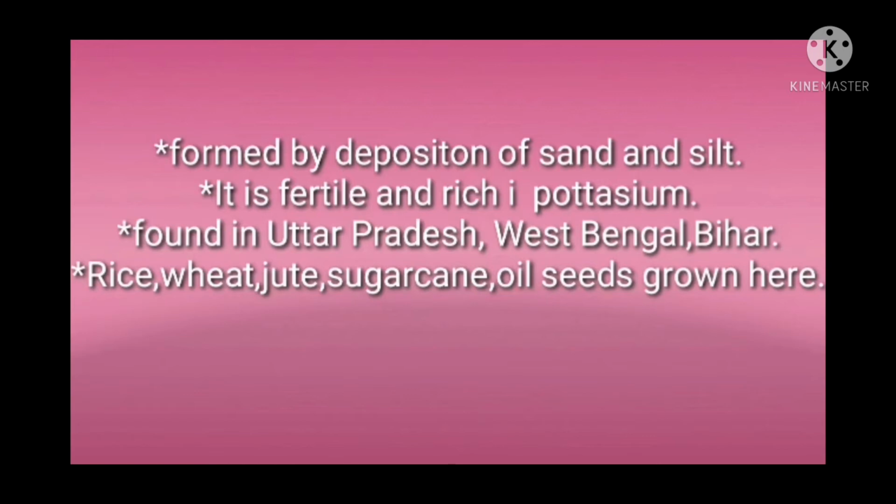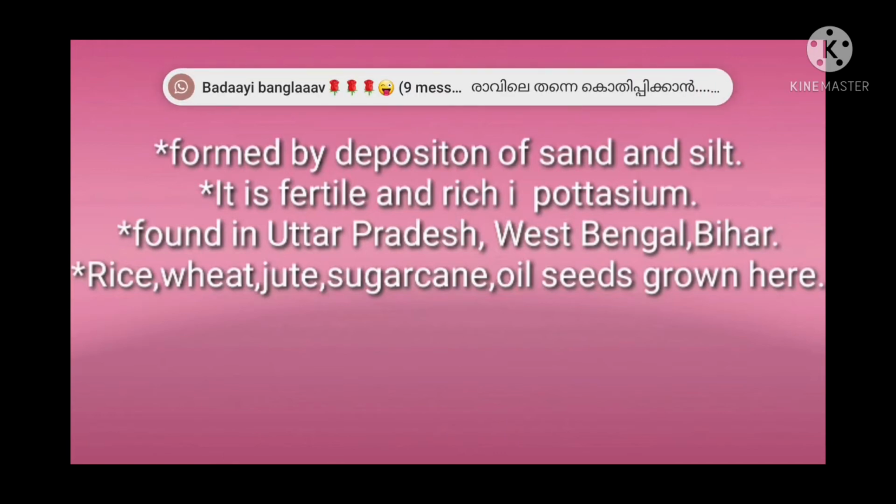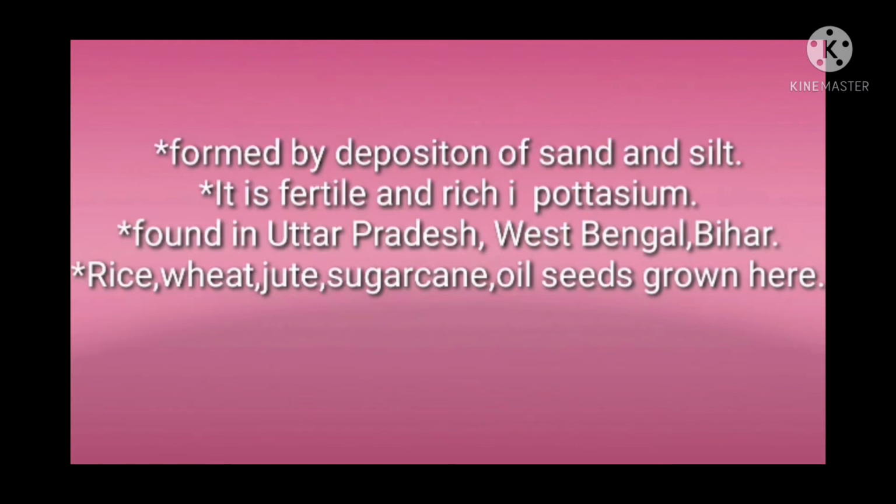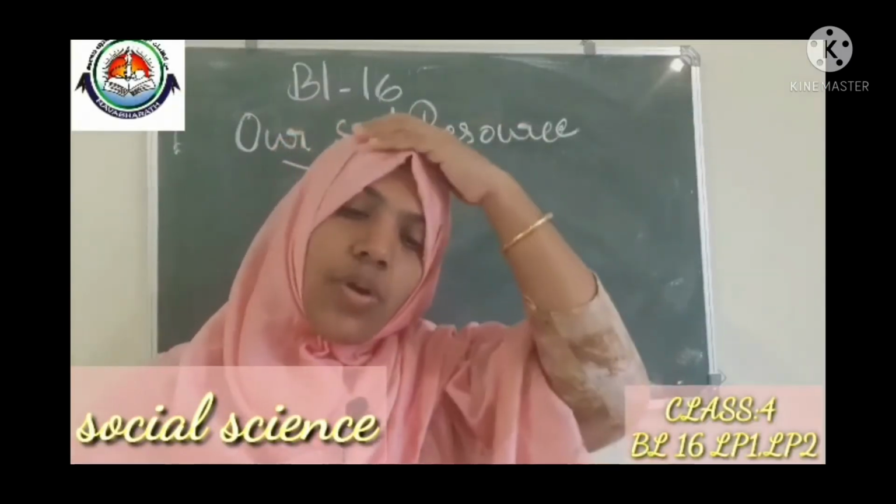So alluvial soil is formed by the deposition of sand and silt by rivers along their banks. The soil is found mostly in the northern plains of Uttar Pradesh, Bihar and West Bengal. It is very fertile and very rich in potassium. Wheat, rice, jute and sugarcane can be cultivated in this alluvial soil. It is suitable for these types of crops.